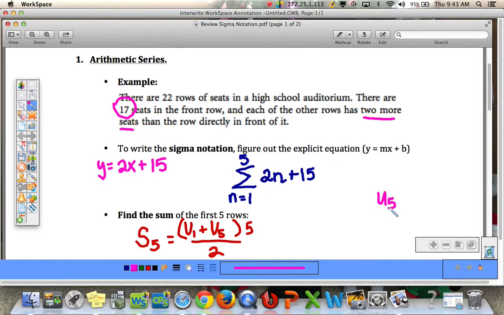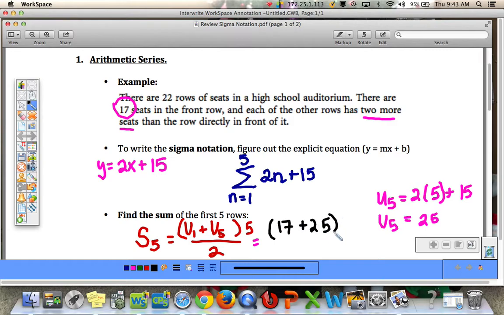I'll do that work over here. U sub 5, plug in a 5 for n, so 2 times 5 plus 15. And if we calculate that, 2 times 5 is 10, 10 plus 15 is 25. There's 25 seats just in row 5. So let's plug that into our equation. So again, there are 17 seats in row 1, there's 25 in row 5, there's 5 rows we want the sum of. We'll divide by 2. And if you calculate that, you're going to get 105 seats in the first 5 rows.